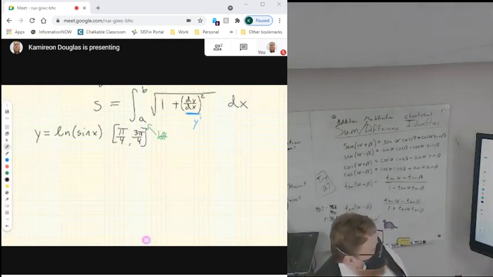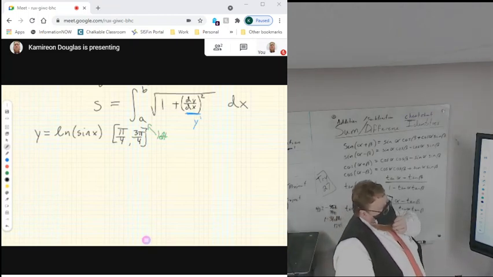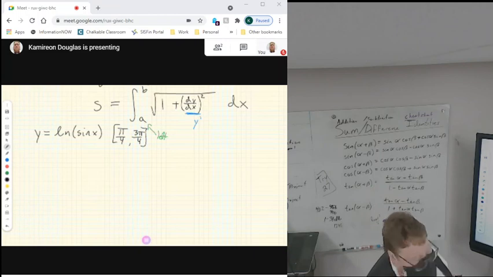Okay, to find the arc length, we need to know a couple things. We need to know a and b. Well, that's pi over 4 and 3 pi over 4. We need to know what y prime is so we can plug it into this function. So I will be taking that part next. And then we're going to plug all that in and find our arc length.